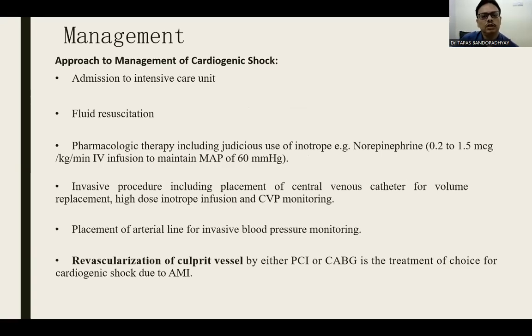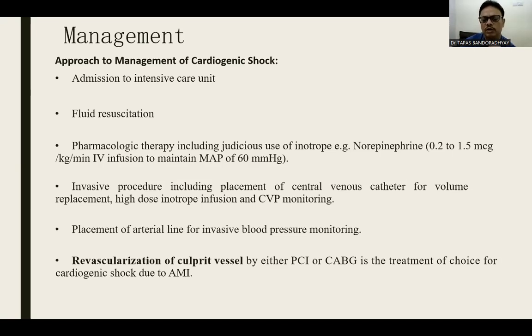Now, when we approach a case of managing cardiogenic shock, the patient should be admitted in the coronary care unit. Fluid resuscitation should be done. Pharmacological therapy, including judicious use of inotropes, norepinephrine, at the dose of 0.2 to 1.5 microgram per kg per minute, intravenous infusion to maintain the blood pressure. Invasive procedures, including placement of a central venous catheter for volume replacement, high dose inotrope infusion, and central venous pressure monitoring are required. So you need to put a central venous monitoring catheter as well as arterial blood pressure monitoring through the artery.